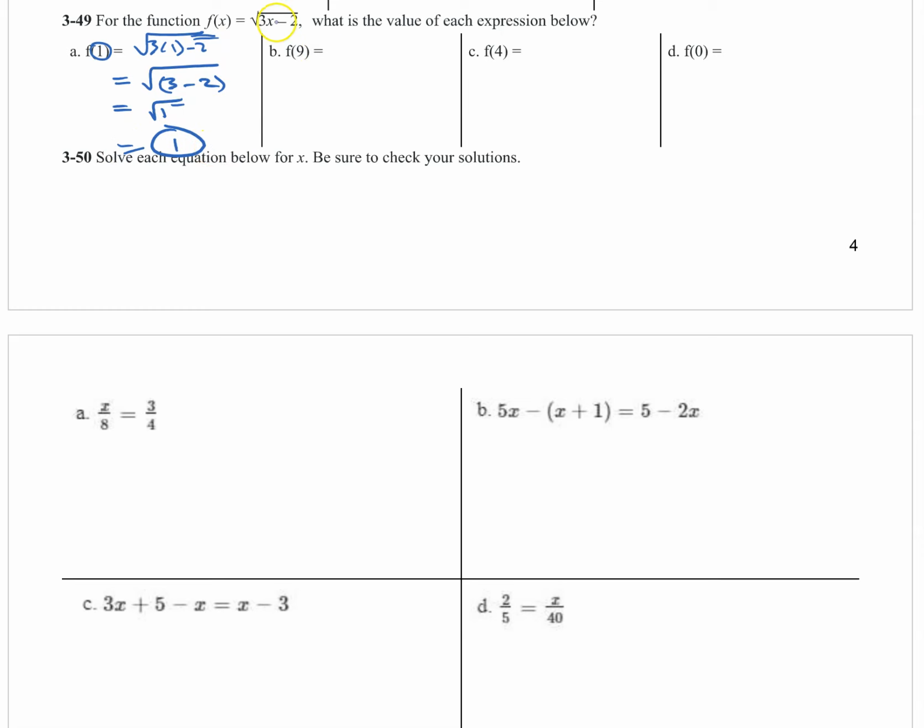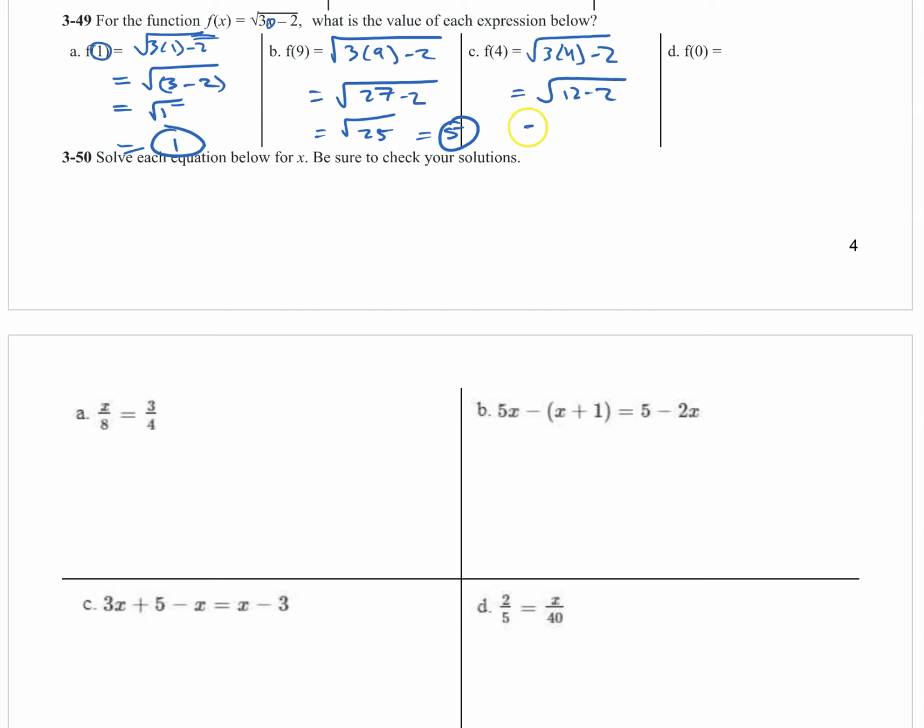Let's try 9. Let's input 9 for x. So we do 3 times 9, take away 2, square root at the end. 3 times 9 is 27, and 27 minus 2 is 25. Alright, and the square root of 25 is 5. One more just for good measure. Input 4, multiply by 3, then take away 2. So this is 12 minus 2. This is the square root of 10, which is not a perfect square, so you can leave it like that, or you can get a decimal approximation from your calculator. It's about 3.16.